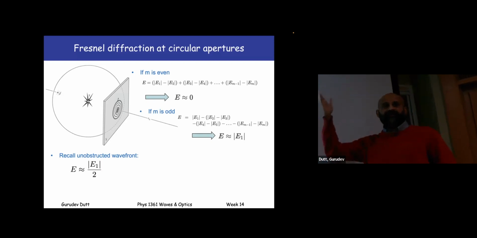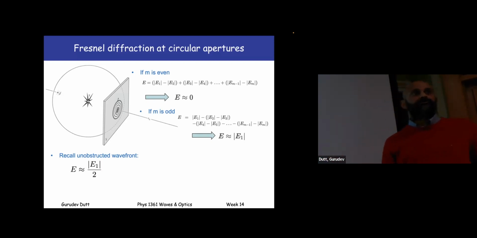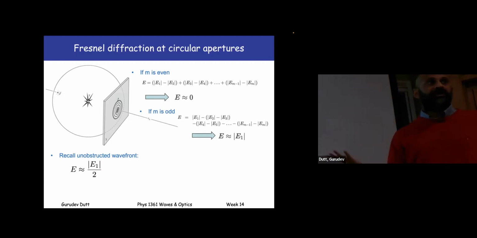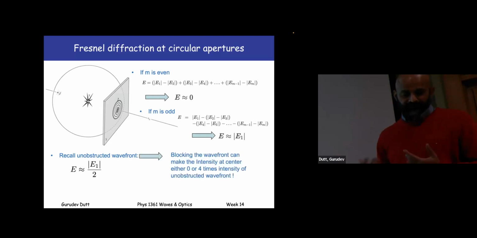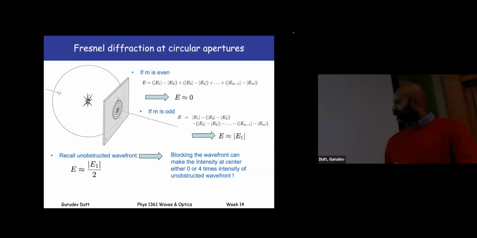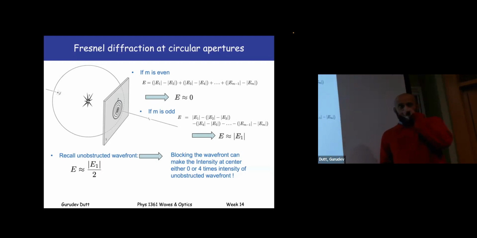So that's interesting. Whenever I introduce an obstruction into a situation where there is no obstruction, I would expect normally the field would always go down. But now I'm saying that at the point P, there's a possibility the field will actually go much bigger. It will become twice as big as not having any aperture at all, not having any obstacle at all. Okay. So that's the interesting result. Well, of course, the intensity. So as I said, the intensity can be either 0 or 4 times the intensity of an unobstructed wavefront.